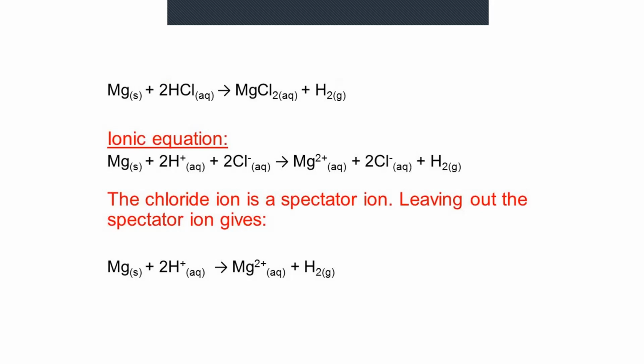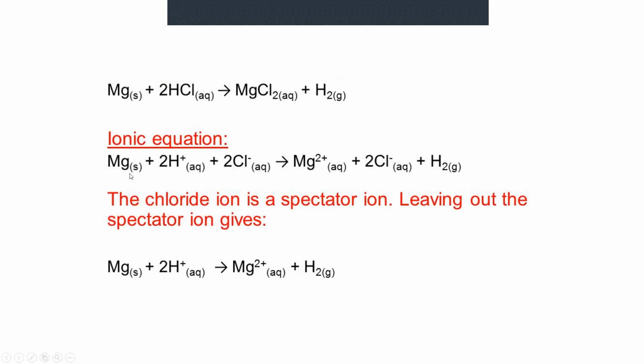Next, we look to see if there are any spectator ions. Again, those are ions that do not change, that exist the same on both the product and reactant side. What we might notice here is that there are 2 chloride ions on the reactant side and 2 chloride ions on the product side. So those are spectator ions because they have not changed. We can eliminate those when we write the net ionic equation.